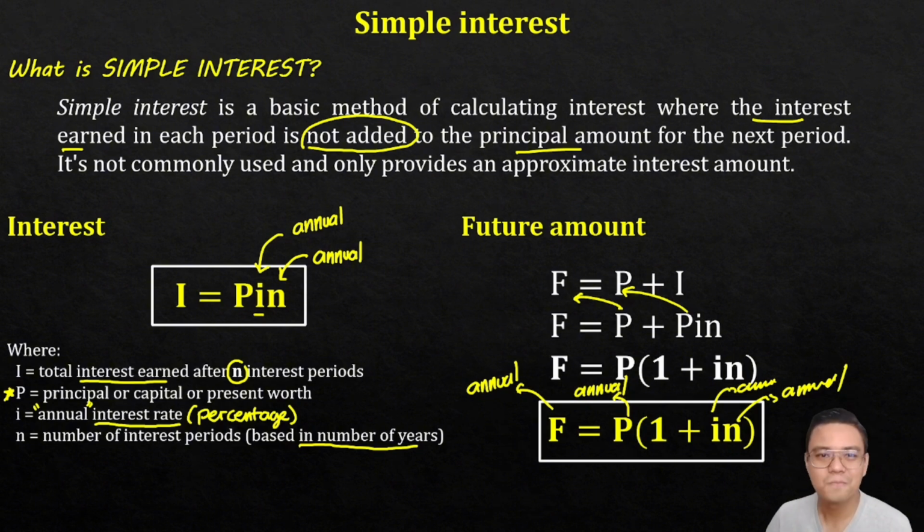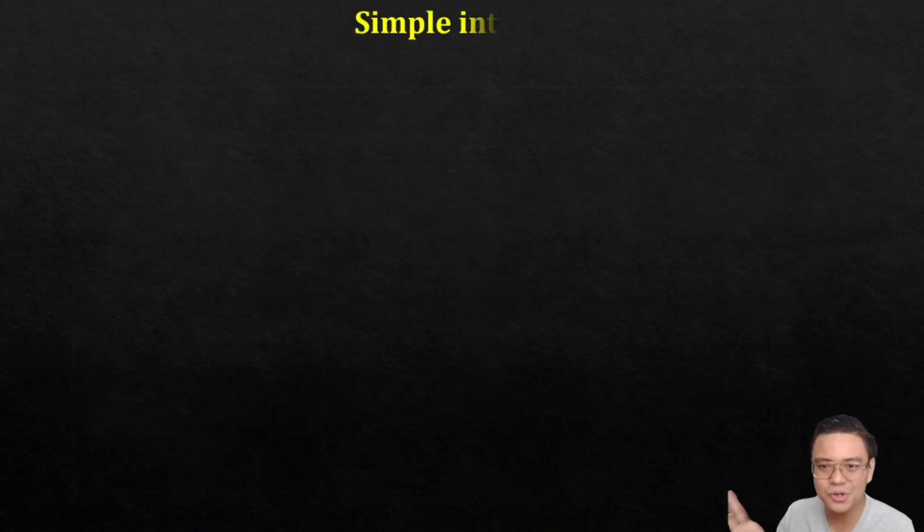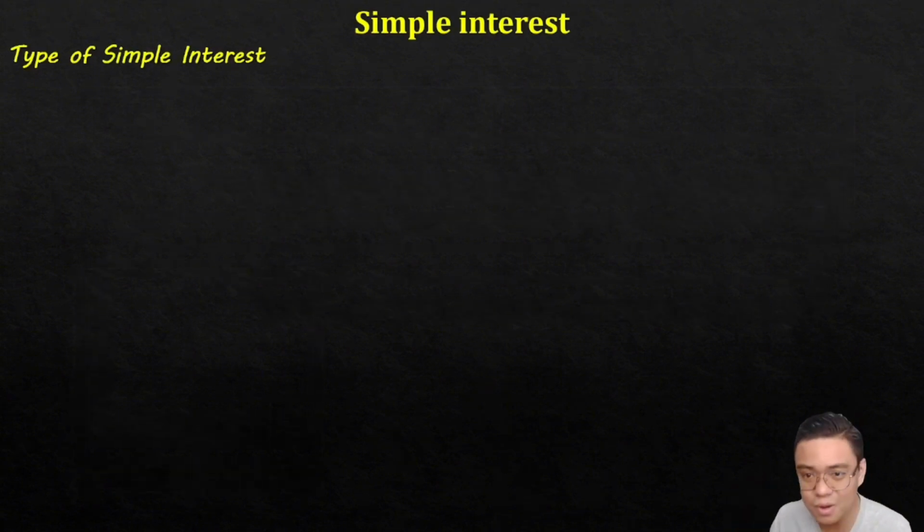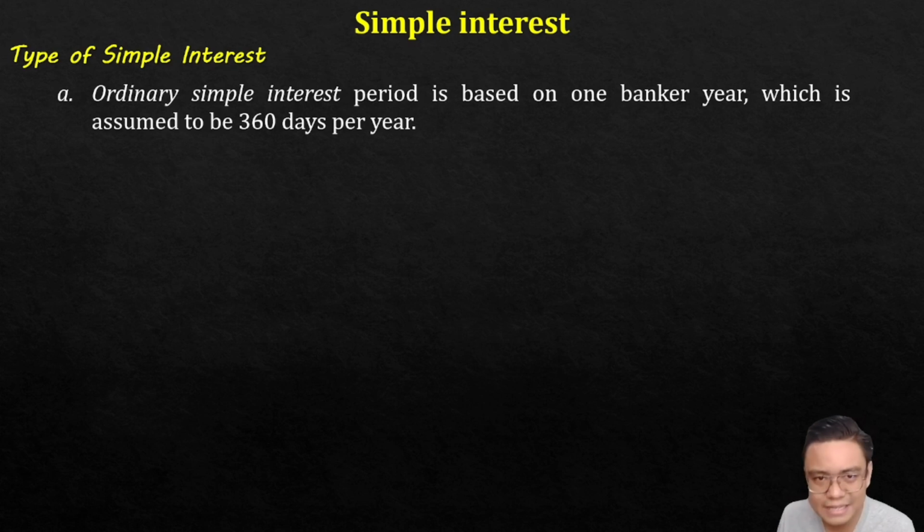Alright? So, of course, before we go to the problem proper here, because we're gonna solve problems here, let me show you the types of simple interest muna. Dalawa po. Meron tayong una, the ordinary simple interest. When you say ordinary, ang one banker year yung pinagbabasehan natin dito. So when you say one banker year, 360 days per year po yung count natin dyan. Okay? So that is for the ordinary simple interest.